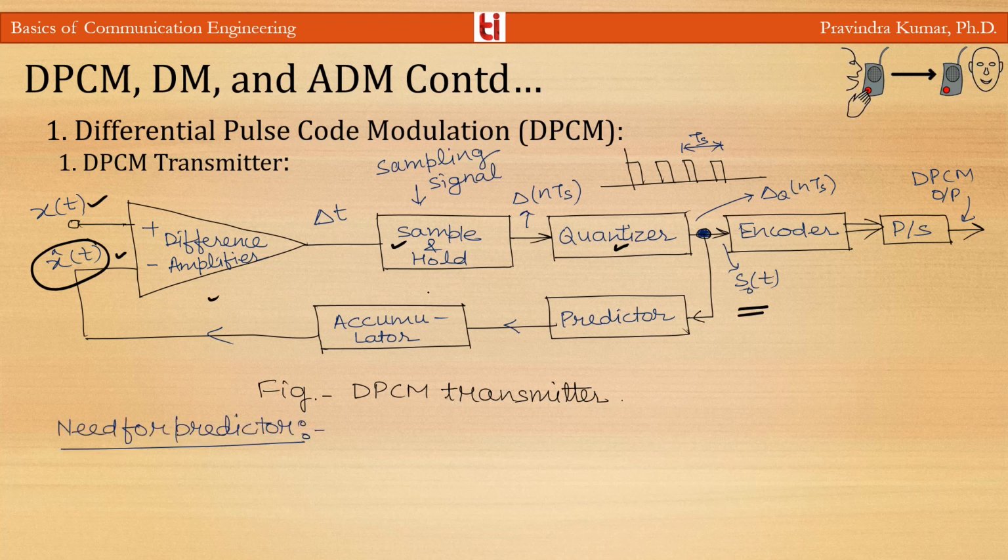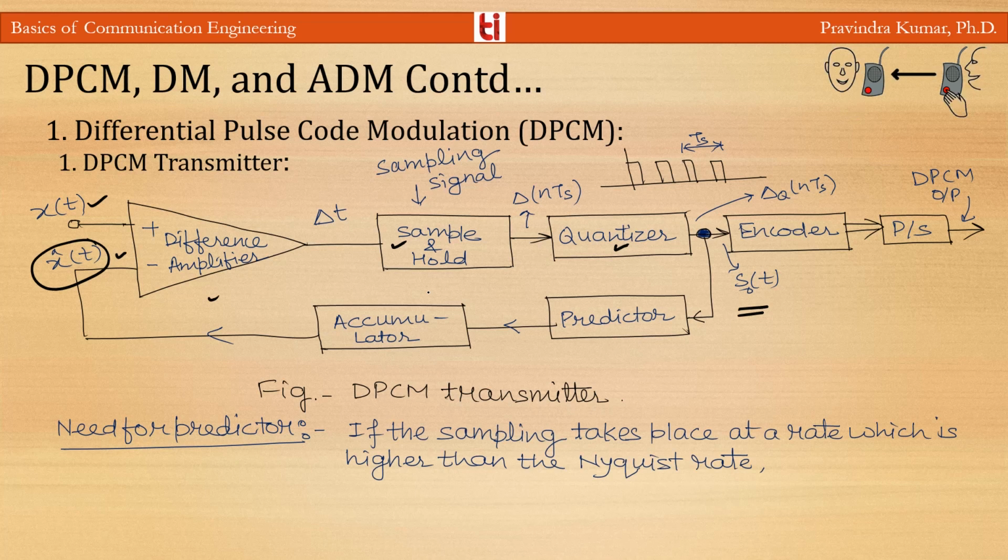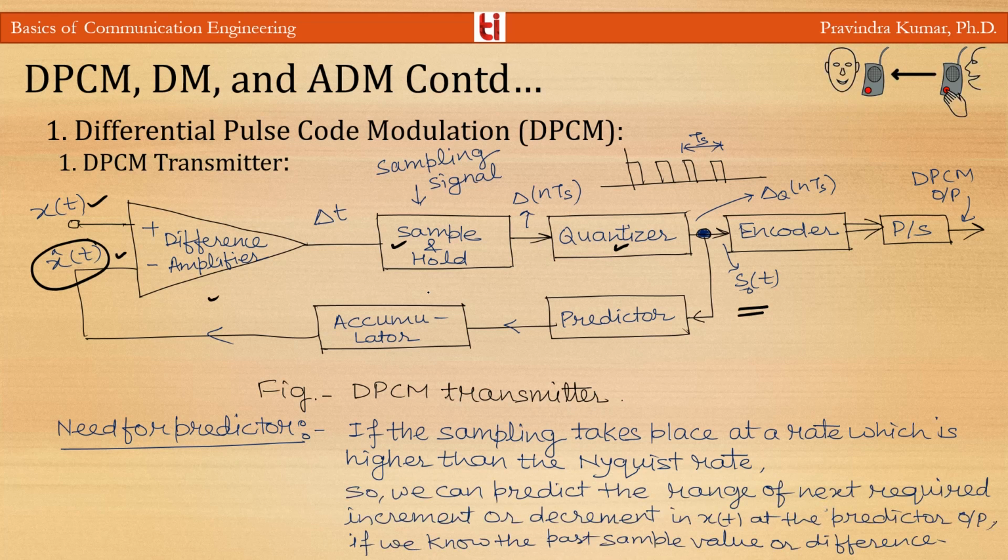Why is the predictor needed? If the sampling takes place at a rate higher than the Nyquist rate, then there is a correlation between successive samples of the signal x(t), so we can predict the range of the next required increment or decrement in x(t) at the predictor output if we know the past sample values, or the difference.